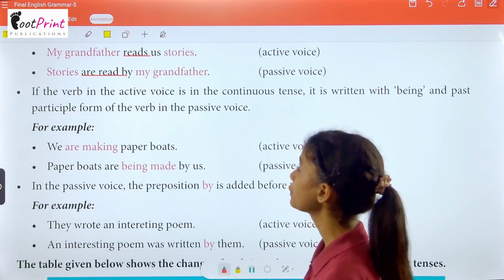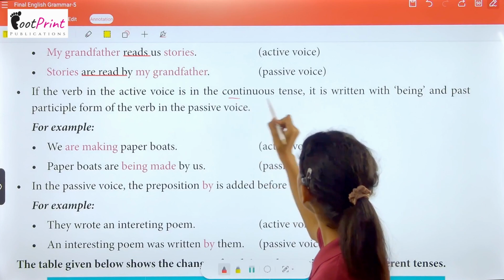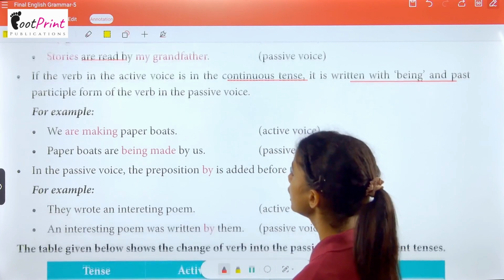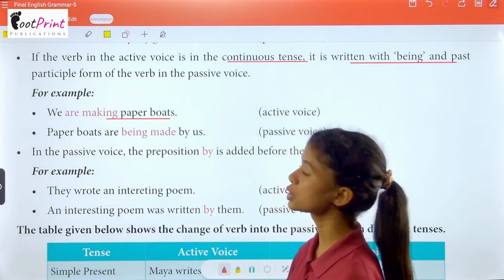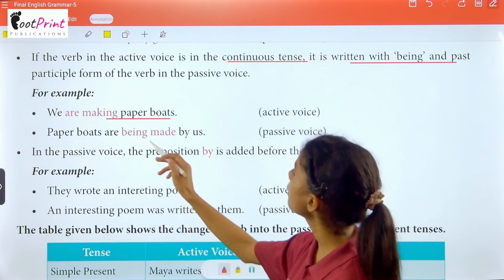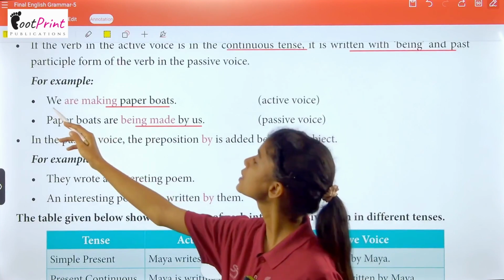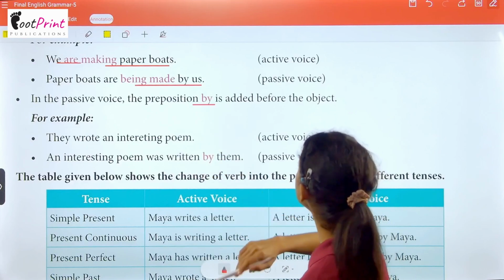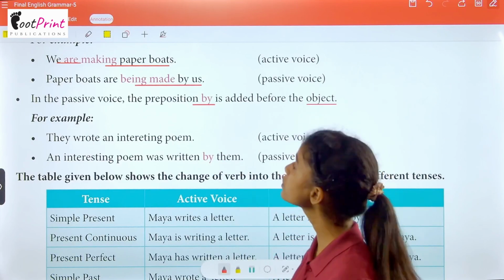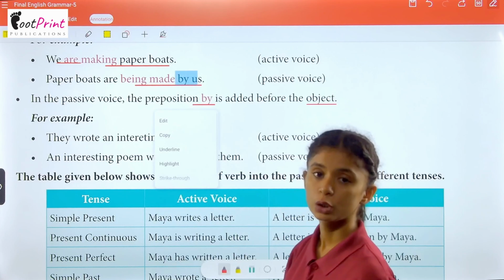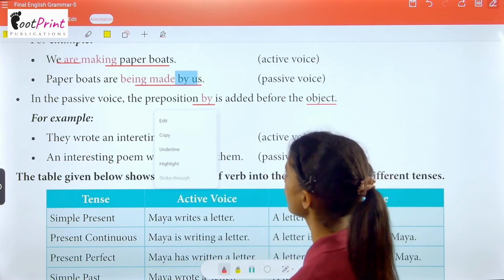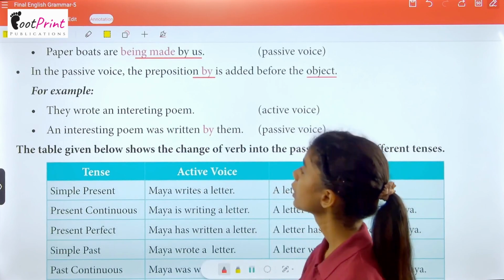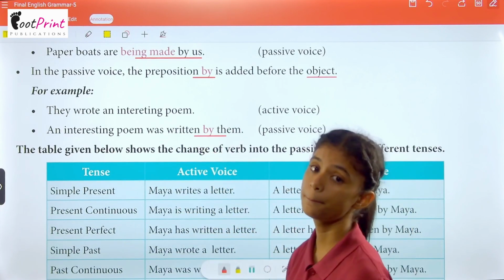Now if the verb in the active voice is in the continuous tense, it is written with being and the past participle form. Okay, let's see how. We are making paper boats. Paper boats are being made by us. Okay, this is how the subject becomes the object. Now, in the passive voice, the preposition by is added before the object. As we have seen, we are adding by here. So, we add it in the passive voice. For example, they wrote an interesting poem. An interesting poem was written by them.